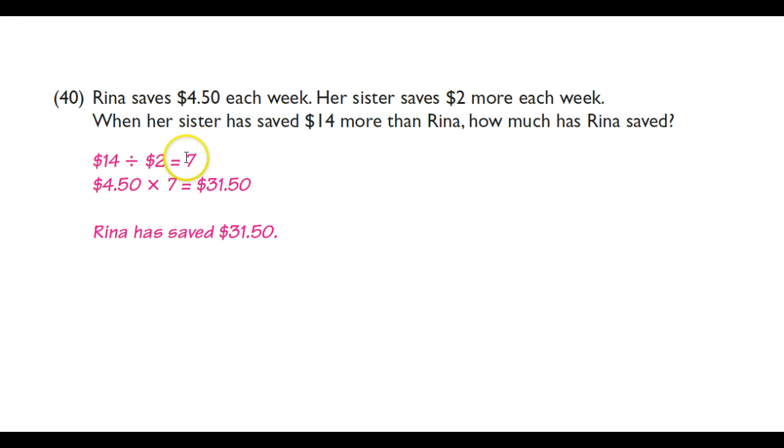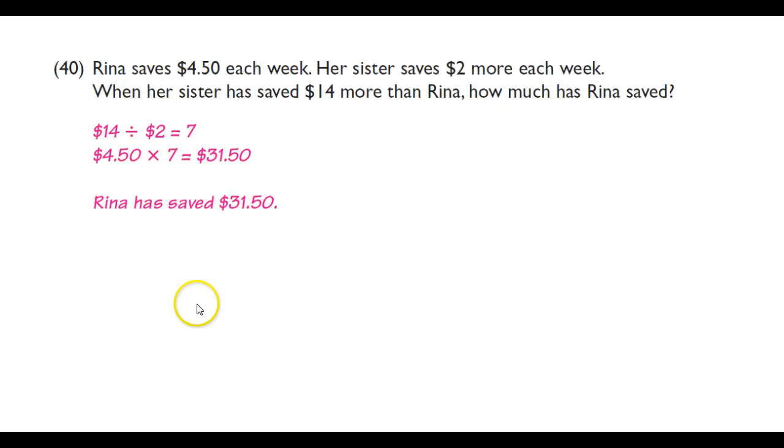Okay, 7 days. So we determine the days. They have been saving for 7 days. That's why you have $14 more. Then later on they ask how much Rina saved. Take Rina's money, 4.50 times the 7 days, so you can get the amount of money Rina saved.